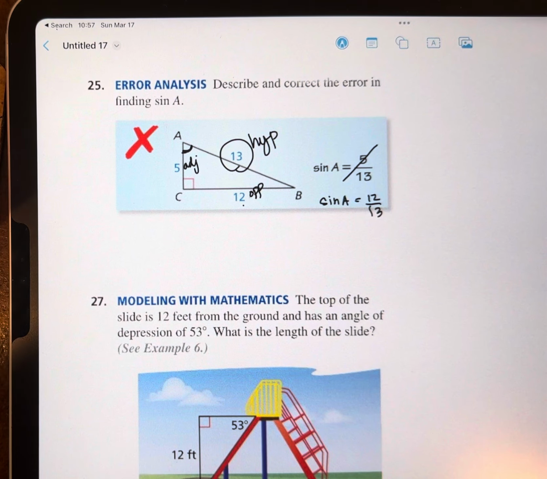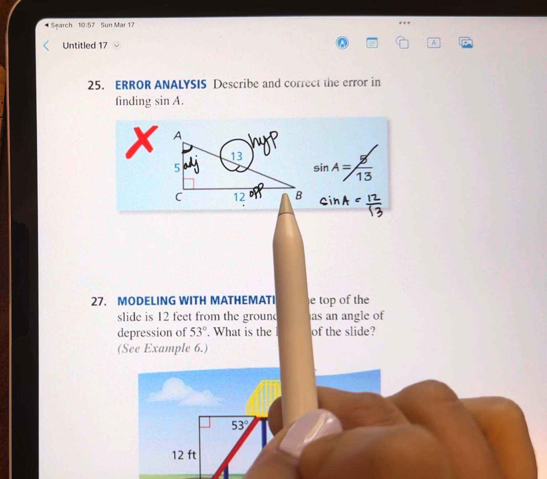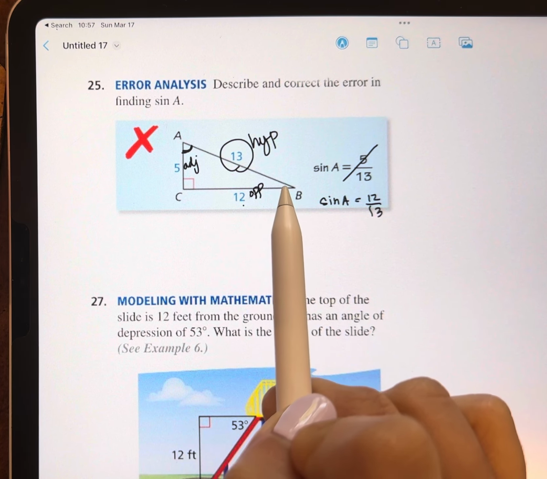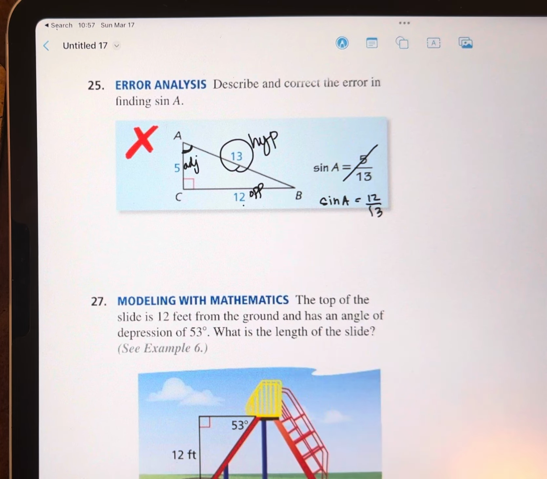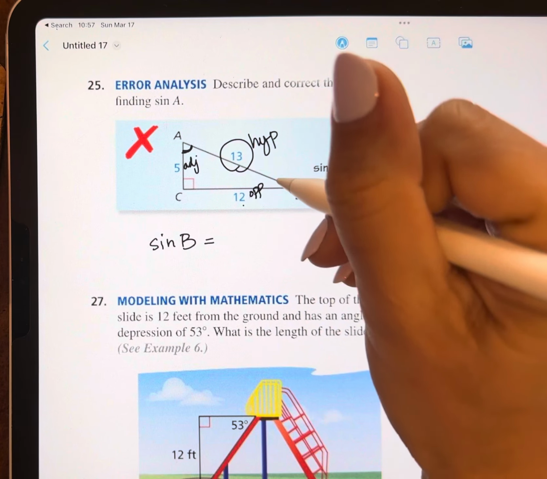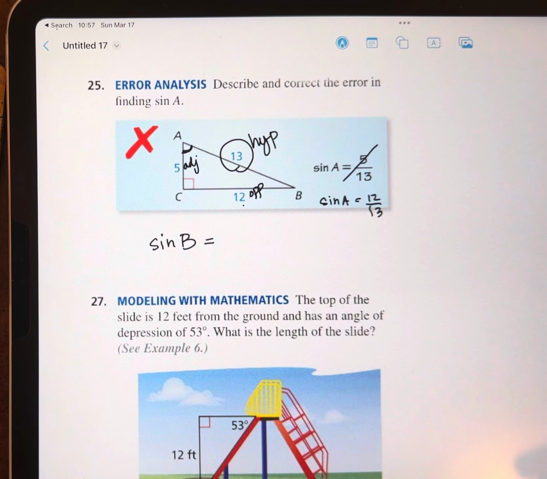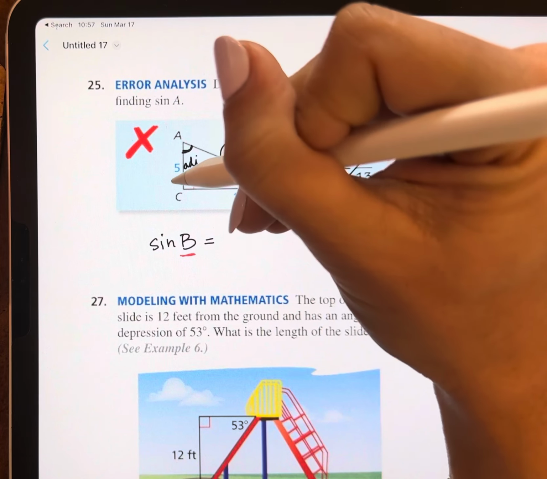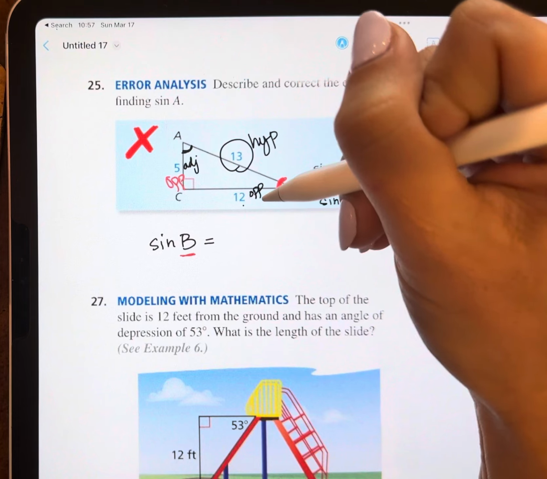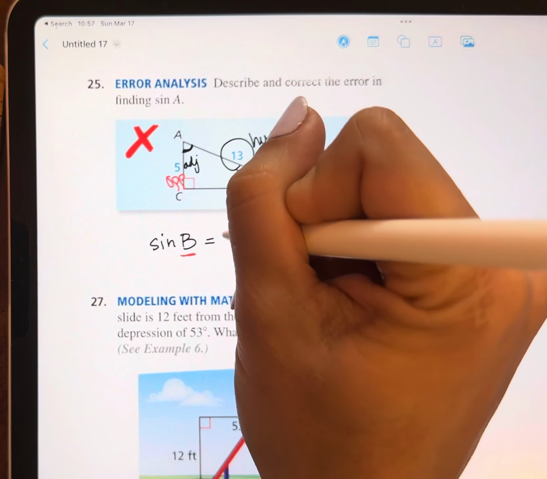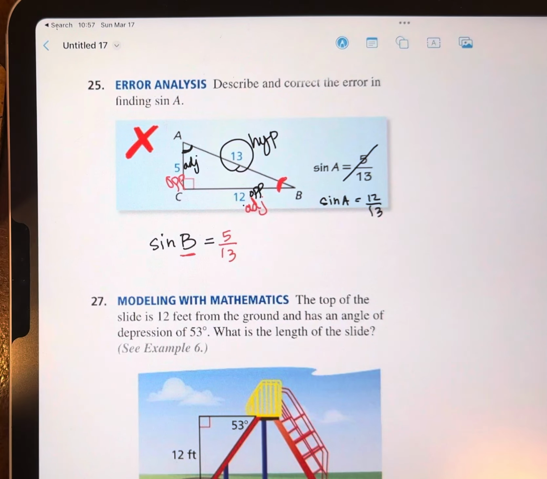Okay, that's the problem. Or maybe they meant to find sine of B instead of sine of A. Whatever, it doesn't matter. You can also say that sine of B equals 5 over 13. Because now if we're looking at B, then this guy is opposite and this guy is adjacent. So then it would be 5 over hypotenuse 13. So one of those, either way.